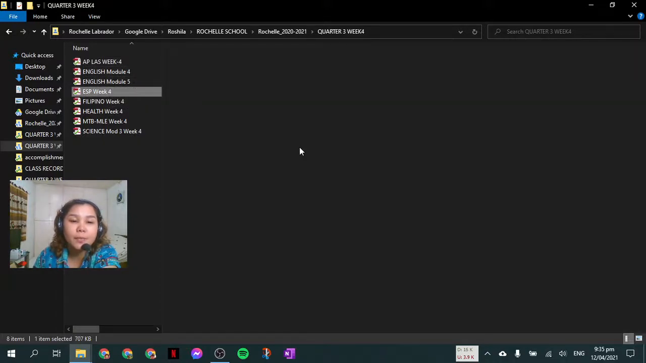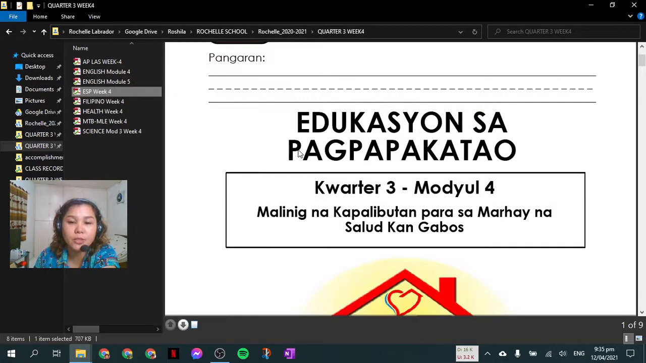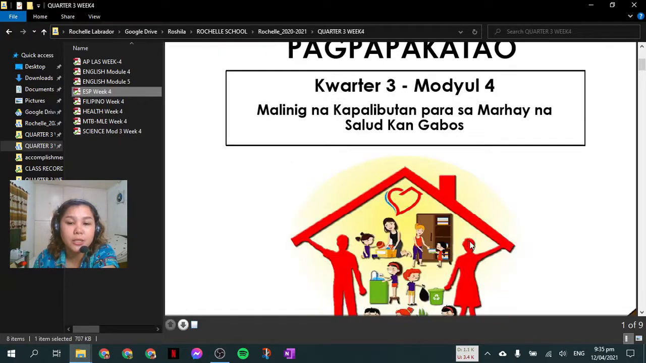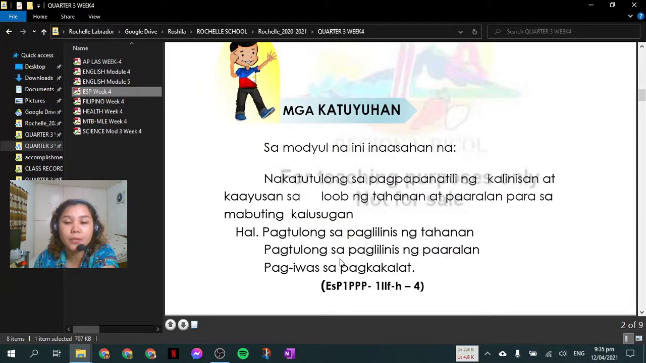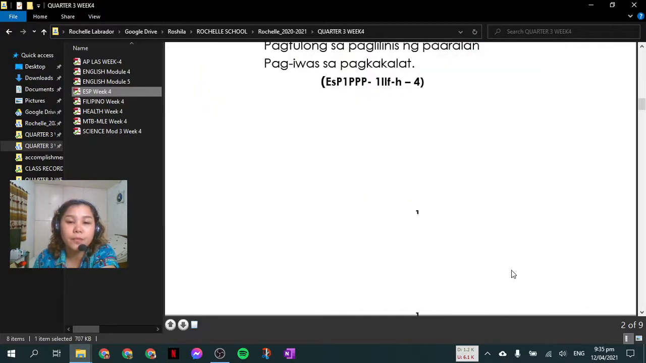Next is ESP. ESP, Edukasyon sa Pagpapakatao, Quarter 3, Module 4, malinig na kapalibutan para sa marhay na salud or health kan gabos. So this is from Kamsur. So yan, may introduction, may objective. Ito yung reference from Melk.